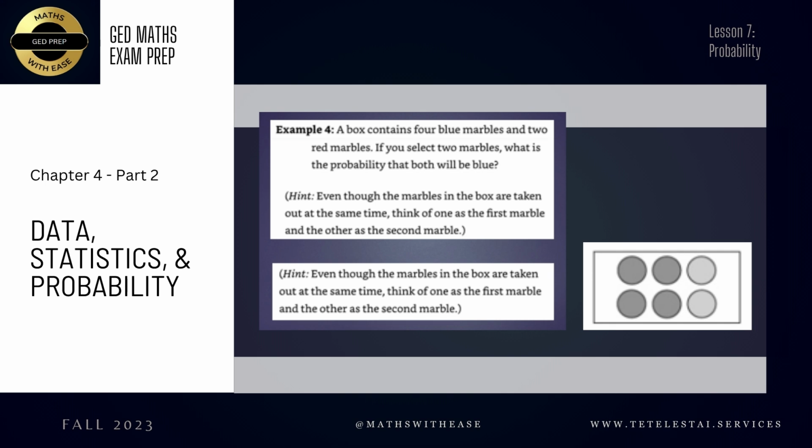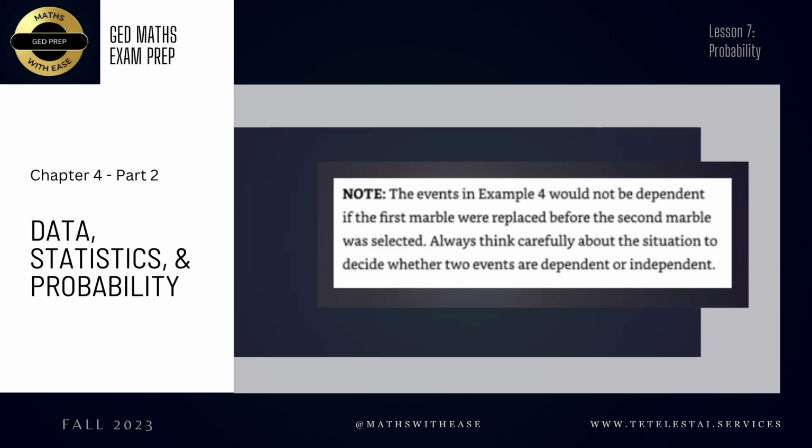But remember, the note was telling you, even though you're selecting the marbles simultaneously, still think of the marbles as 1 and 2. So even though you have 2 marbles in your hand, it was still one singular action, where you needed to draw out both at the same time. So always think carefully about the situation to decide whether 2 events are dependent or independent. Okay, and you can just do the same walkthrough that I just did, right?